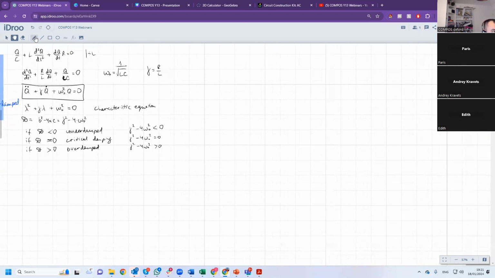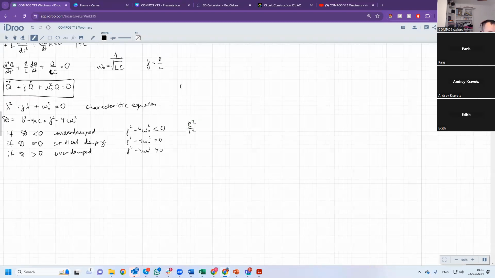So gamma is R over L, so R squared over L squared is less than 4 over LC. So we cancel that. So R squared is less than 4L over C. So if R is less than 2 square root of L over C, that's the condition of underdamped.